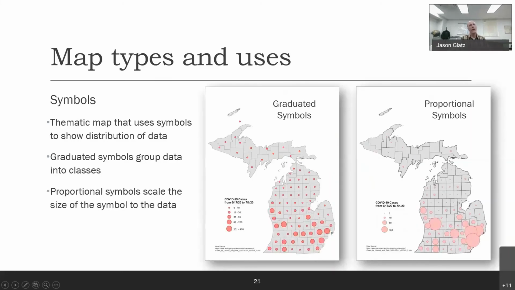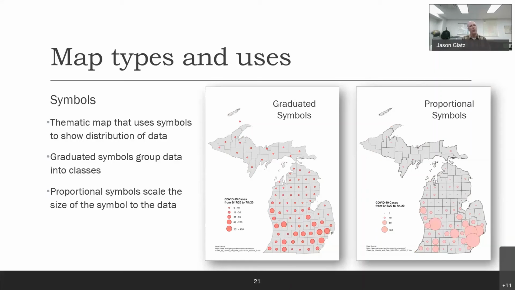If you do want to give the raw number, the best way to go about this is to use some sort of a symbol map or a dot map, which we'll show you in the next slide. And we have two different kinds of symbol maps here. On the left, you have a graduated symbol, which takes the data and puts it into classes. And on the right, you have a proportional symbol, which just uses the raw data and increases the symbol proportionally to that number.